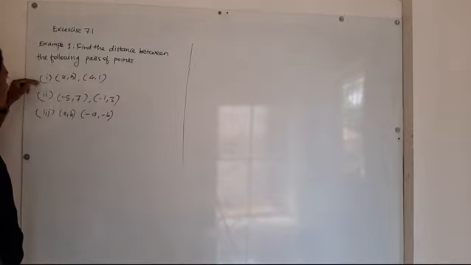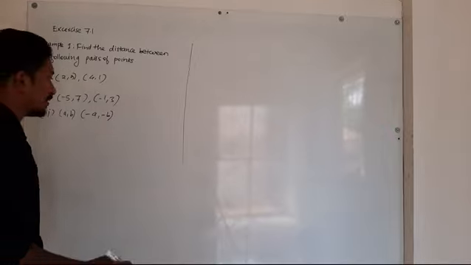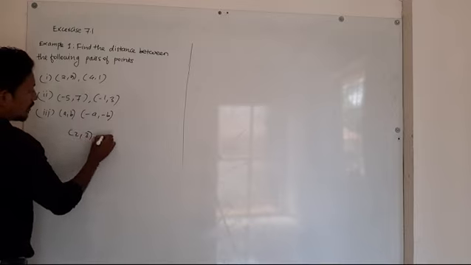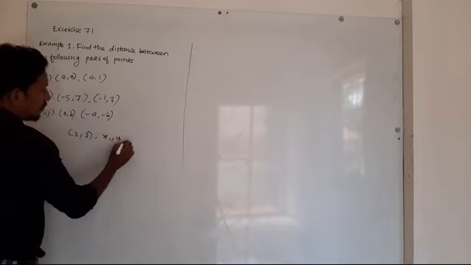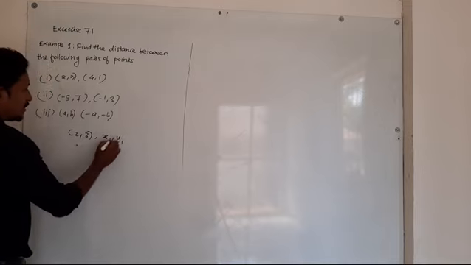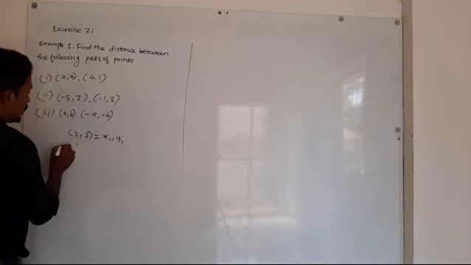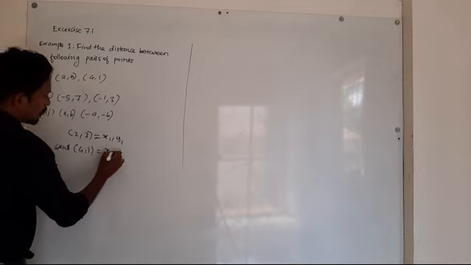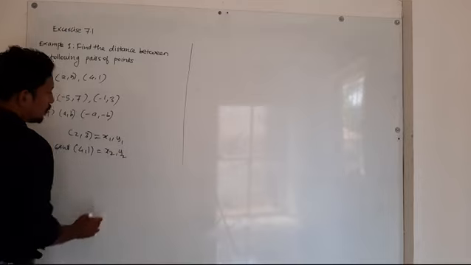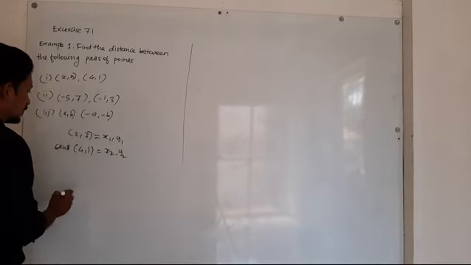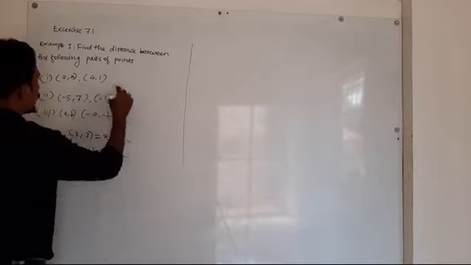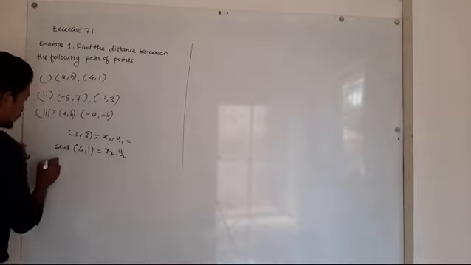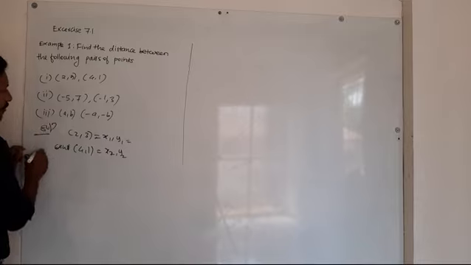The first pair is (2, 3) and (4, 1). Here 2, 3 are x1, y1, and 4, 1 are x2, y2. So x1, y1 is 2, 3 and x2, y2 is 4, 1. This is the solution of the first example.